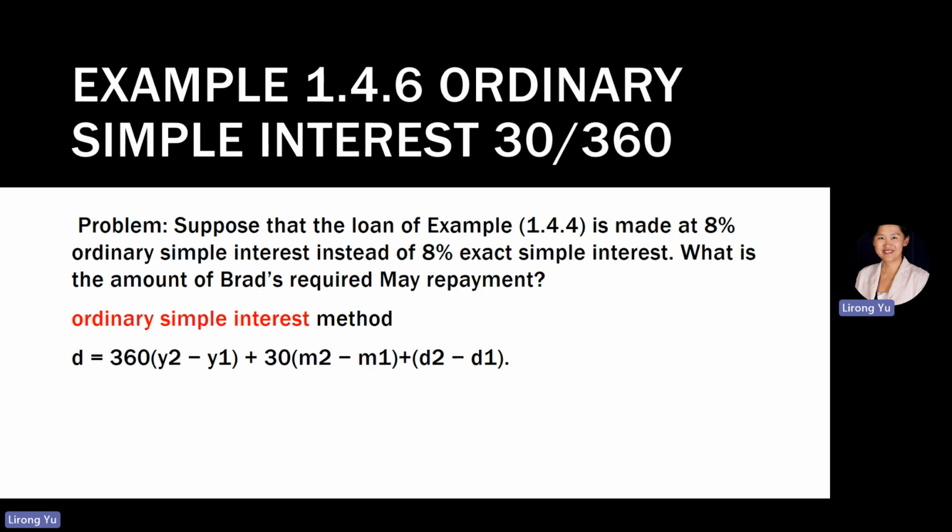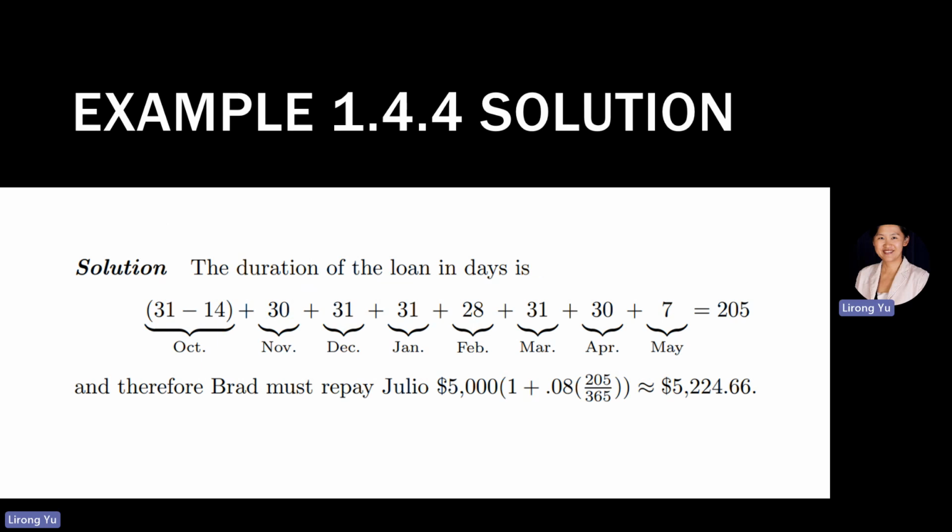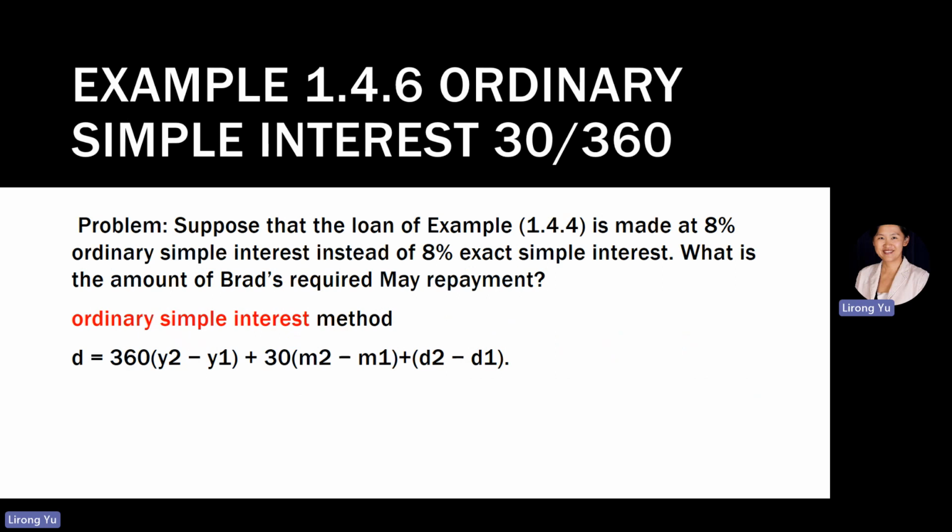We don't have to do that calculation of every number of days of the month. We're assuming all the months have 30 days. So it's 30 times the difference of the months, and the day, of course, is day 2 minus day 1. So as an example, this is what's called the ordinary simple interest method.